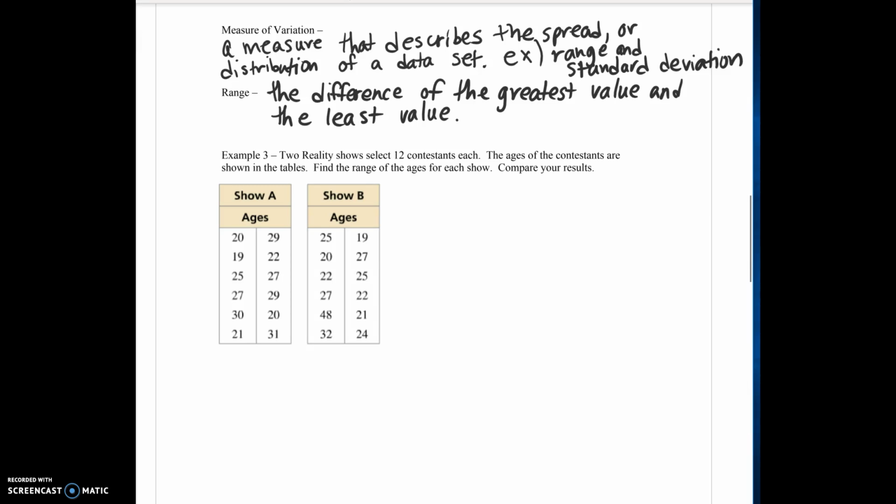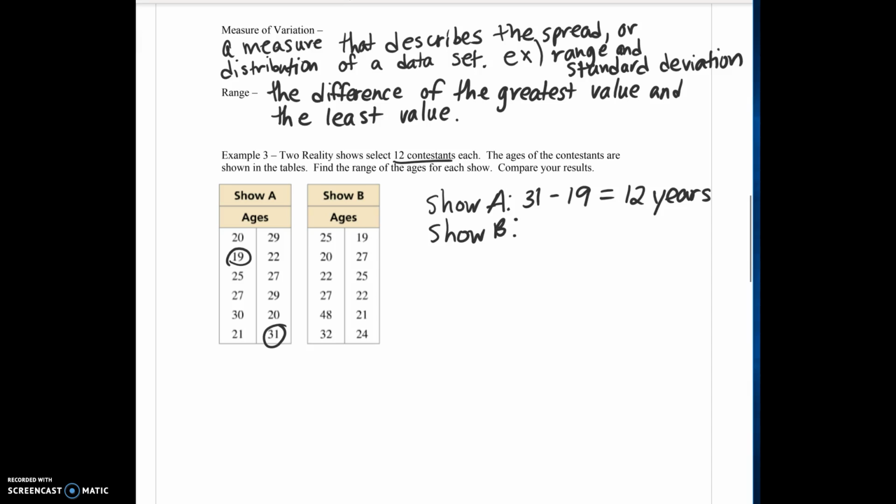So if we're looking at these two different scenarios, we have show A and show B. You're looking for the highest and lowest contestant for each. There's 12 contestants, so that's going to help us out later on when we do the standard deviation. So for show A, if we locate the highest, it looks like we have 31, and the lowest is 19. So 12 years spread out between the lowest and the highest. So it shows you the spread of how far apart the data is.